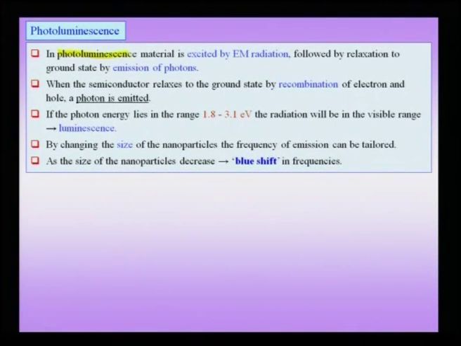In other words, if a material is put into an excited state, then it is going to relax to its ground state and in the process may actually emit a photon. In some cases of course, there can be radiationless transitions, but there is a possibility here that the excited state may relax to the ground state by the emission of photons. And this is the phenomenon of photoluminescence. And when this relaxation in a semiconductor takes place by recombination of electron and hole, the photon is emitted, and if this emitted photon's energy lies in the range of about 1.8 to 3.1 electron volts, then the radiation will be in the visible range, and often this phenomenon is called luminescence.